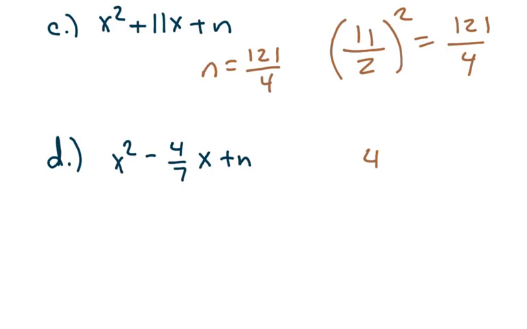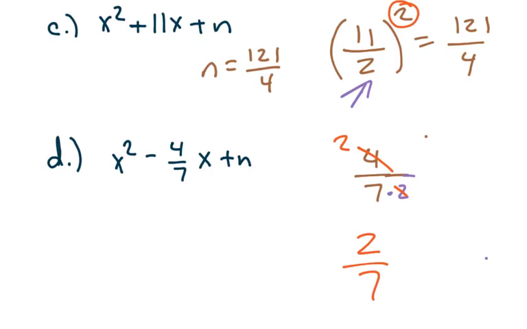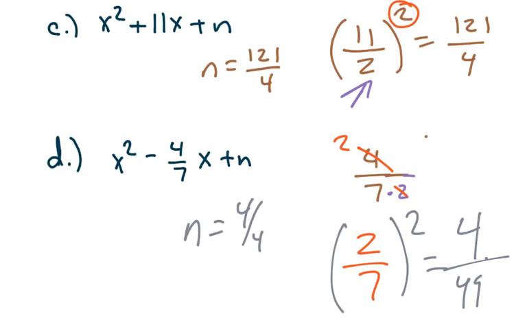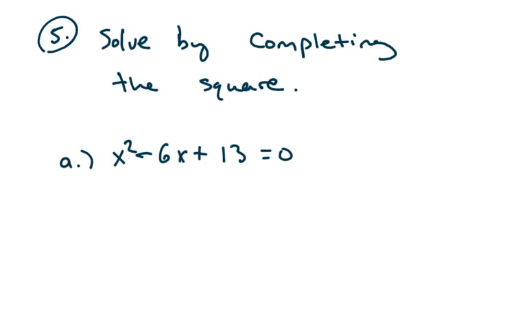D is trying to scare you even more, but realize that when you divide by 2, all you're doing is multiplying by 1/2. So you just tack on a 2 in the denominator. This is nice because these will divide out, and you'll have 2 over 7. And again, square it. So if I square it, I get 4 over 49. So n is 4 over 49. Okay? And that's essentially the process. Okay? So 5 is what we're building up to, which is solved by completing the square.